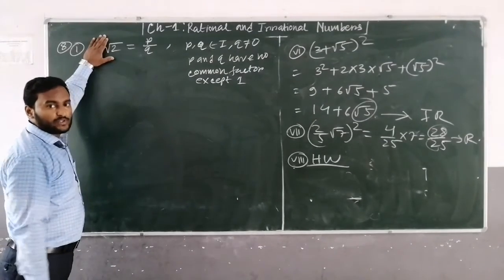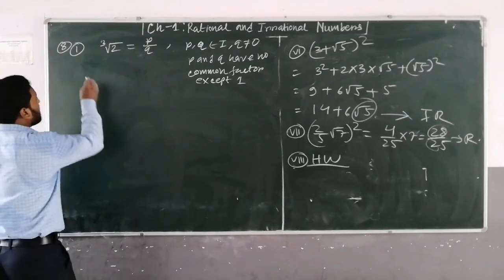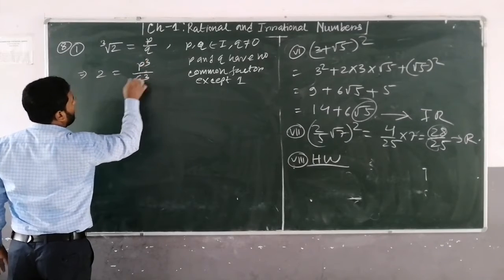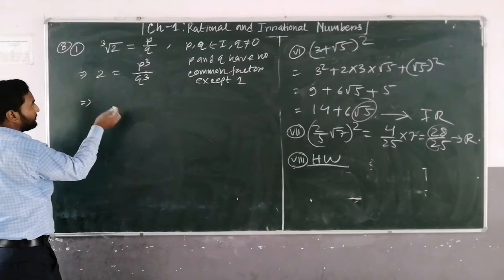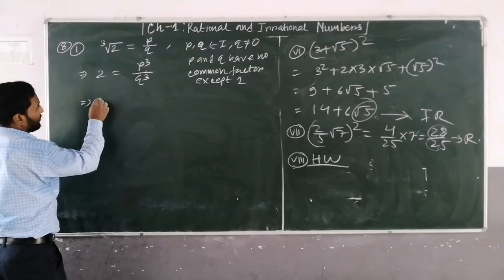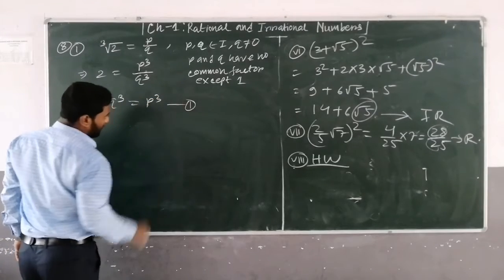Now in the previous case it was square root, so we squared both sides. But here it is cube root, so you will take the cube on both hand sides. So it will be 2 and this will be P cube upon Q cube. Okay. Now this will be cross multiplication. So it will be 2 Q cube equals P cube. So this is the first equation.